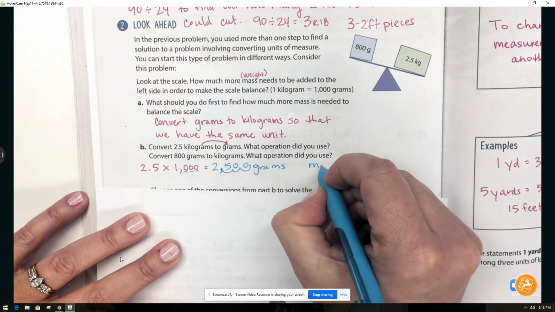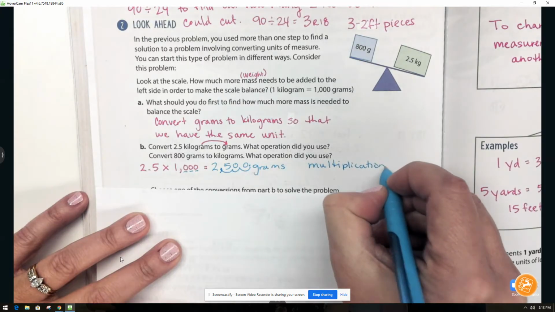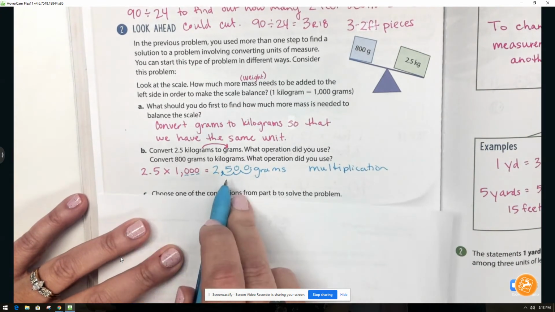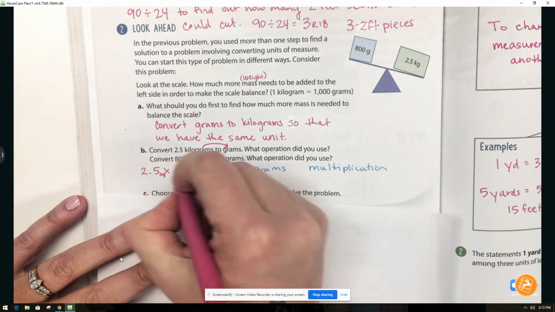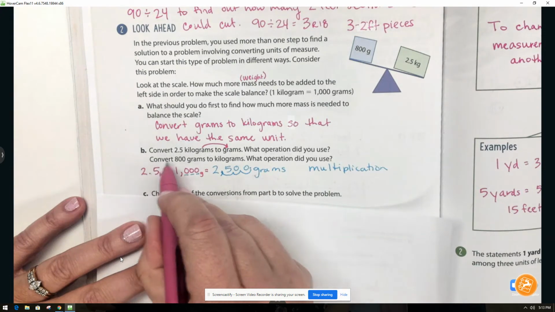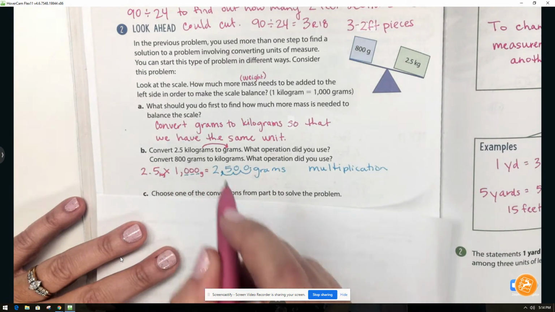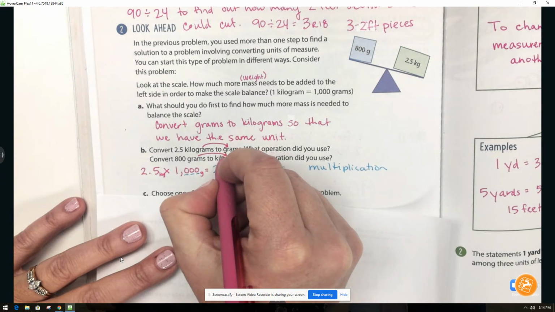And we used multiplication to find that out, to go from kilograms to grams. I'll go ahead and put that in here. Kilograms to grams. Now, they also want us to convert 800 grams to kilograms. So we're going to go ahead and convert grams to kilograms.